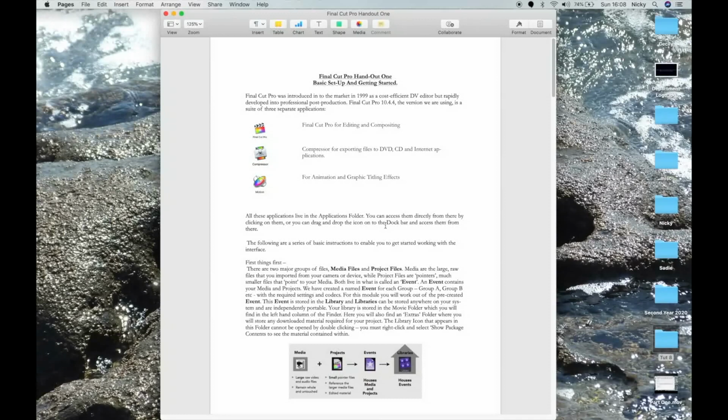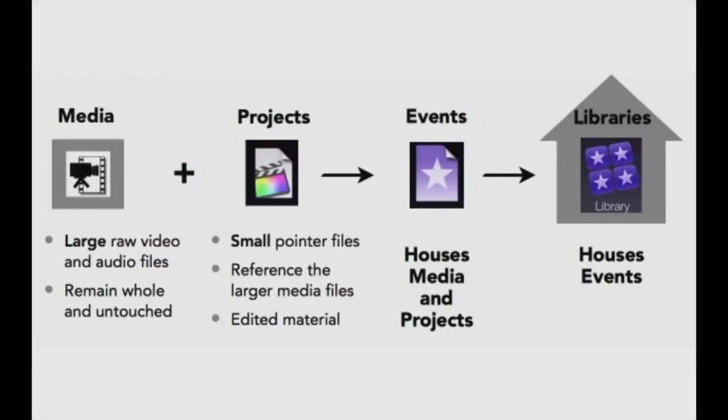So the following now is a series of basic instructions to enable you to get started with the interface. So as you can see from the diagram at the bottom of page 1 on your Final Cut Pro handout 1, this is a diagram of the media, projects, events, and libraries. It's basically the structure under which Final Cut Pro X operates. There are two major groups of files, your media files and your project files. And as you can see from the diagram here, media are the large raw video and audio files which remain whole and untouched. These are literally what you import from your card. You record onto your card on the camera, you then stick that into a card reader, plug it into your system, and you open up Final Cut and you import the material into Final Cut.